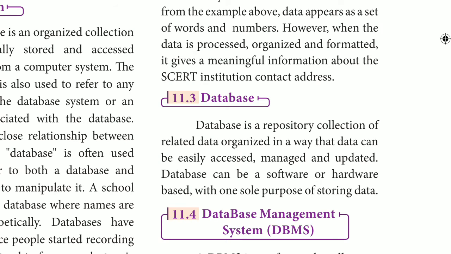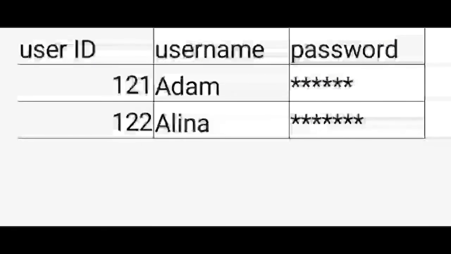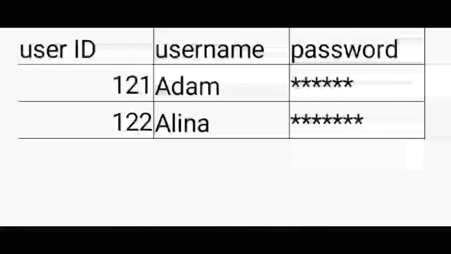So here I have given an example of a database. This database consists of user ID, username, and password. Here you can see that it consists of related data, only the user data: username, password, and user ID. So just by giving the user ID one, you can access the username of it and the password of it. So this is a database.